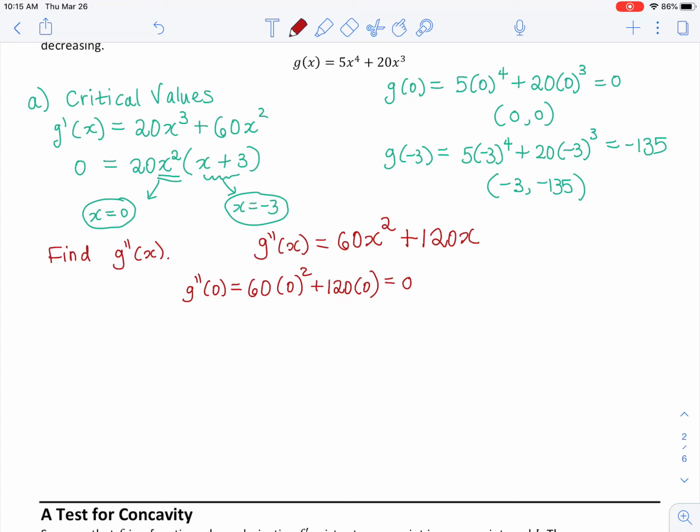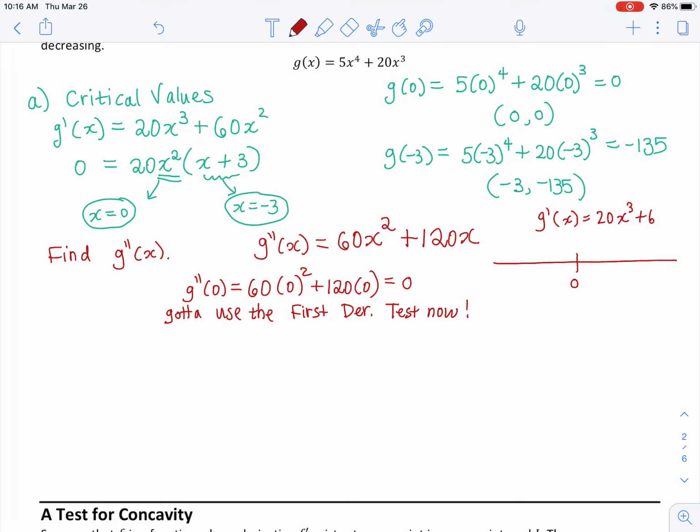Let's review then. So reviewing, we've got to use the first derivative test now. Let's try that. I'm going to do it on the side over here. So put the 0 right in the middle. Now notice for the first derivative test, you must use the first derivative, not f prime, but I should say g prime. G prime was 20x cubed plus 60x squared.